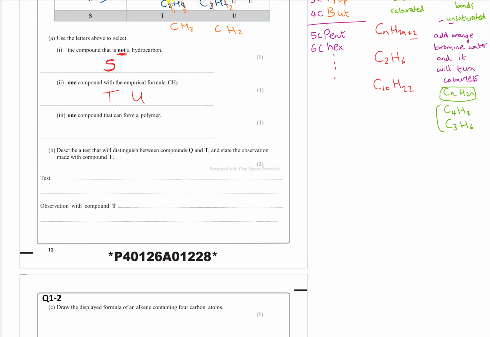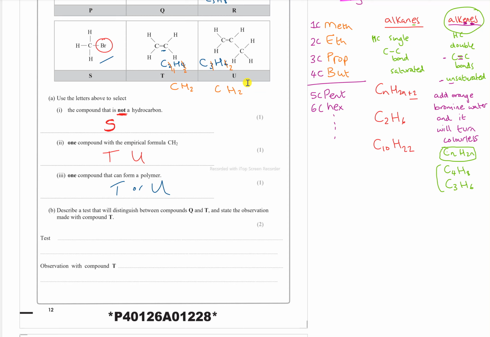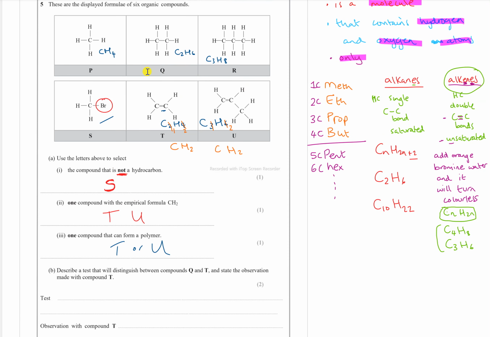Right. Next one. One compound that can form a polymer. One with a double bond. So it's any of these two. T or U again. Right. Q and T.